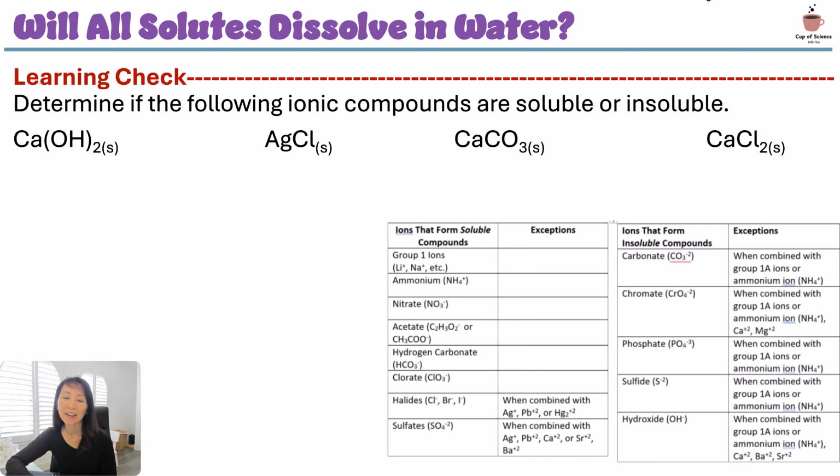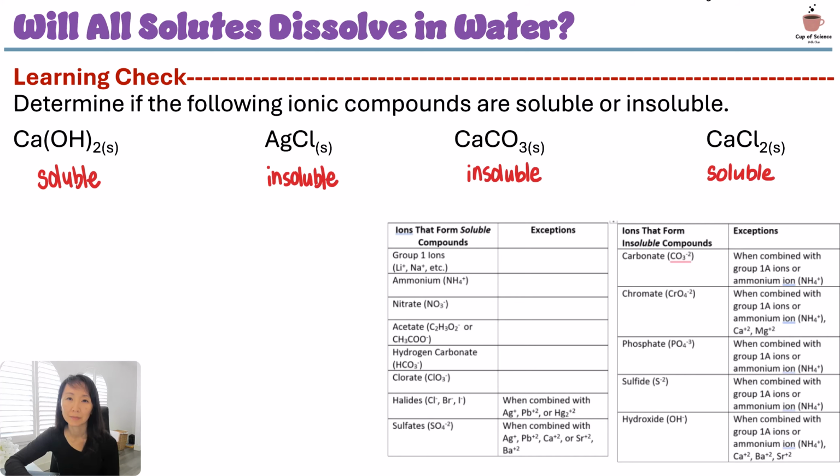Now you try the learning check and determine if these following ionic compounds are soluble or insoluble, and come back and check the key. So when these are submerged in water, this one is soluble, then insoluble, insoluble, then soluble. Please note that all of these solutes are under the category of ionic compounds.